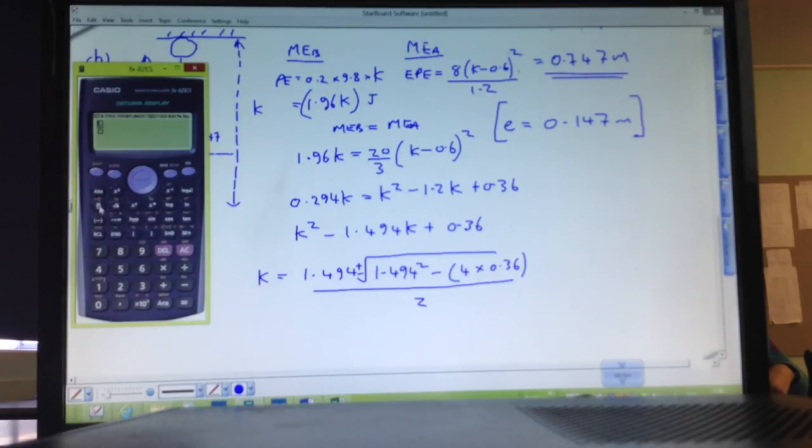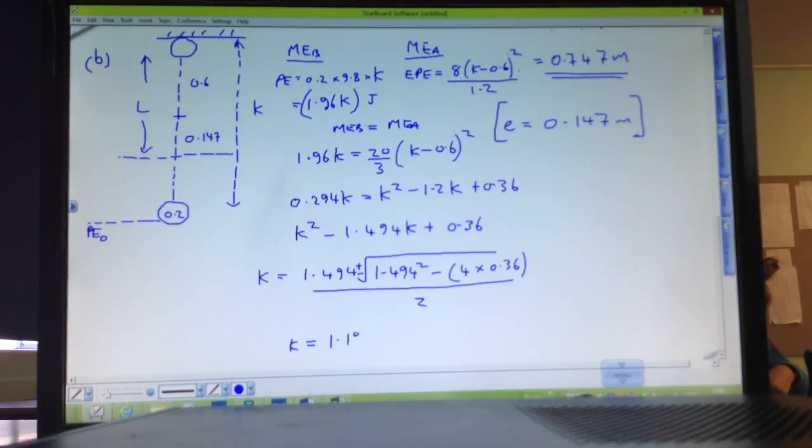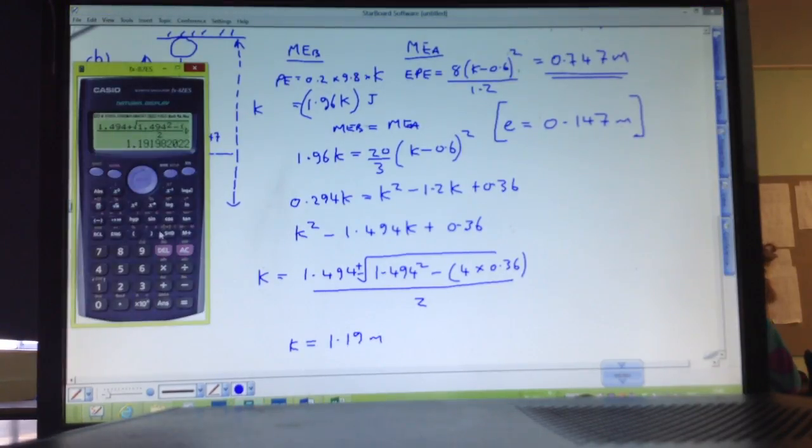So fraction button, I've got 1.494 plus the square root of 1.494 squared minus the answer to 4 lots of 0.36, close brackets, scroll out and scroll down, and end up with 2, equals 1.1936. So what have we got? K equals 1.19 meters, and you can see we've got problems if we go back and do the negative. Okay, delete and put a minus, press equals.